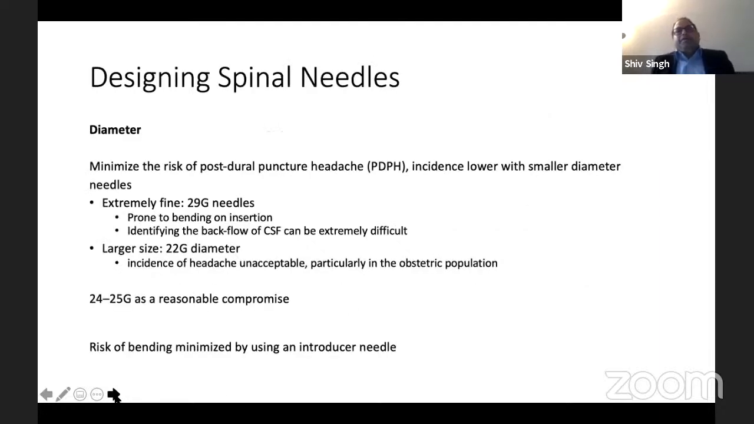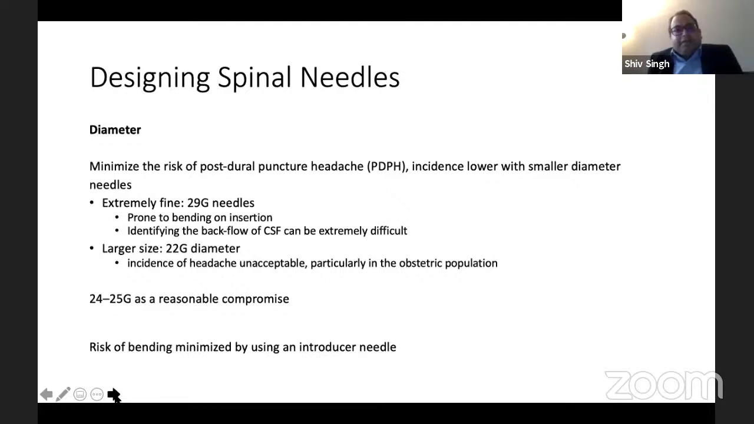Coming to designing a spinal needle, the first thing as anesthetists is that we want as fine a needle as possible, because it is thought that larger needles cause postdural puncture headache. There are extremely fine needles, like 29G needles, but they are prone to bending on insertion, and because they are so thin, the backflow can be extremely difficult. Then there are larger needles like 22G needles, but they are unacceptable, as the incidence of headache is high, especially in the obstetric population. So we have to look at a compromise.